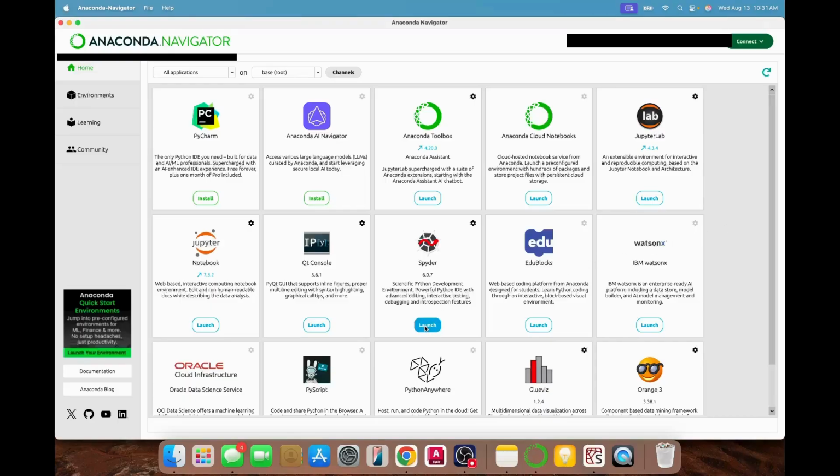So here we have Anaconda Navigator. And today I will be using the Spyder IDE, but feel free to use any Python IDE you want.